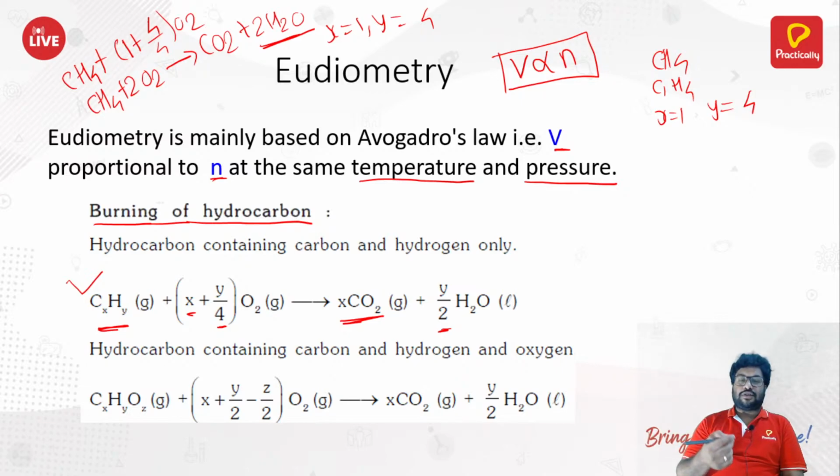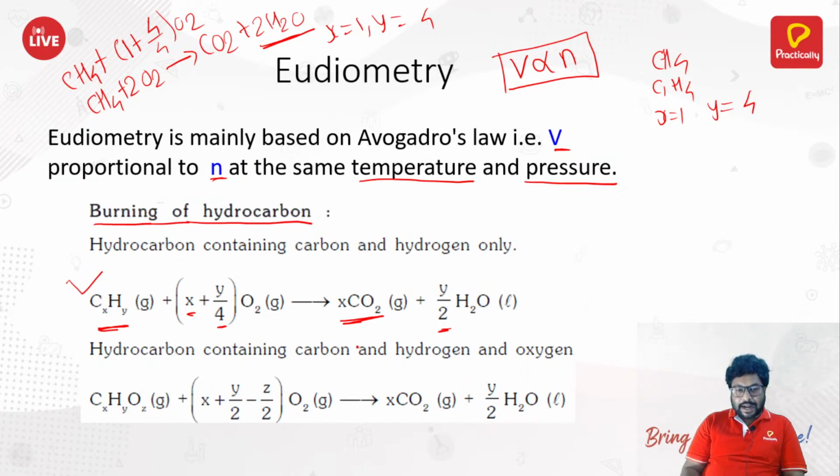Similarly, there can be some hydrocarbon which also has oxygen. Now, I cannot call that a hydrocarbon, because it is not a hydrocarbon then. Let's take the example of alcohol. The people who are studying organic chemistry don't call alcohol a hydrocarbon having oxygen. But to make things easier for you to understand, let's call it a hydrocarbon containing oxygen.